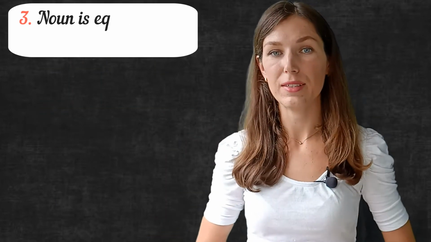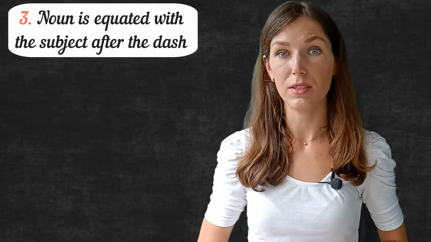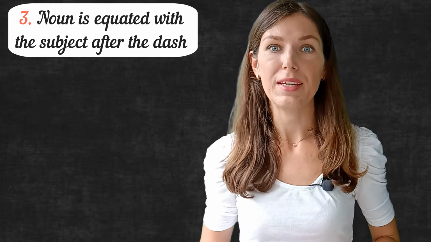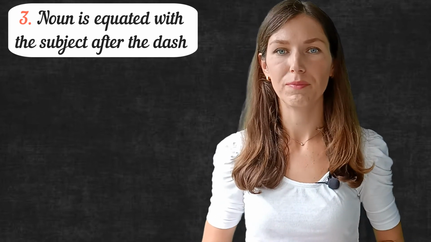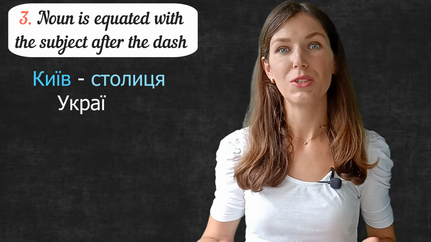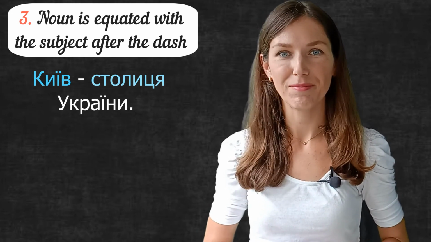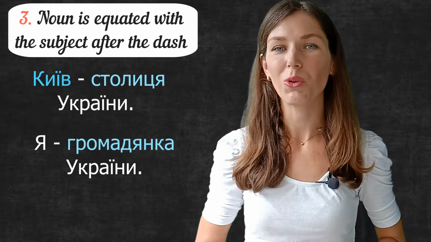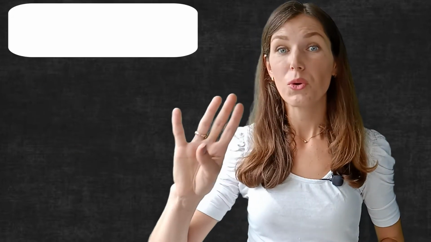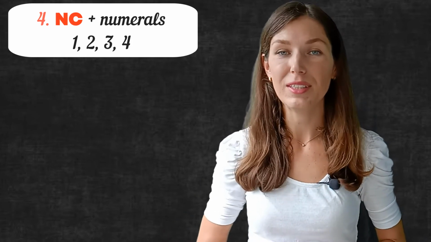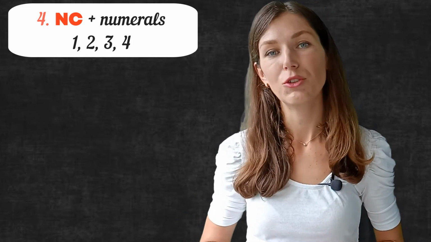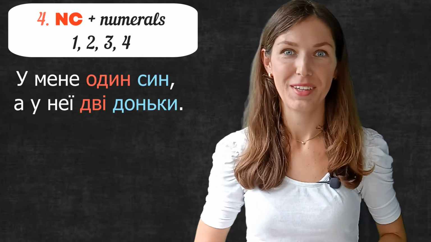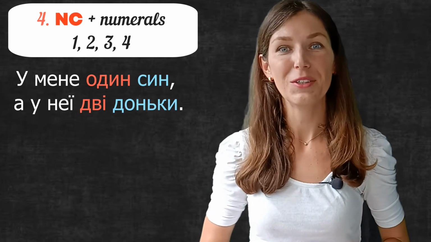The third point is when the noun is equated with the subject after a dash, which replaces the verb to be in the present. For example, Київ – столиця України. Я – громадянка України. The fourth point is with the numerals 1, 2, 3, 4. For example, у мене один син, а у неї 2 доньки.